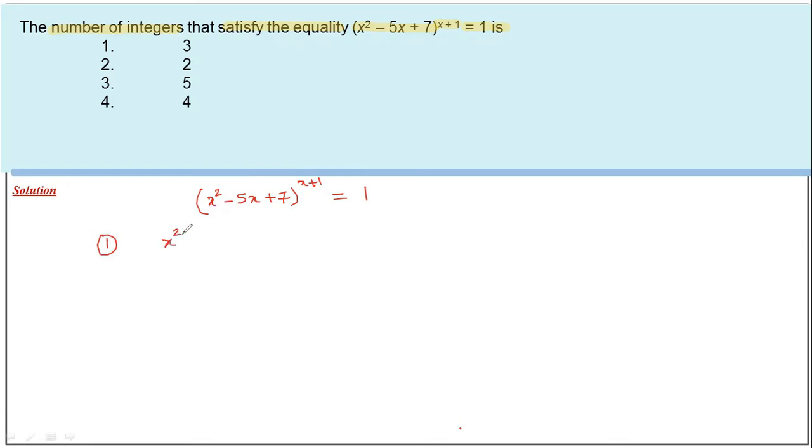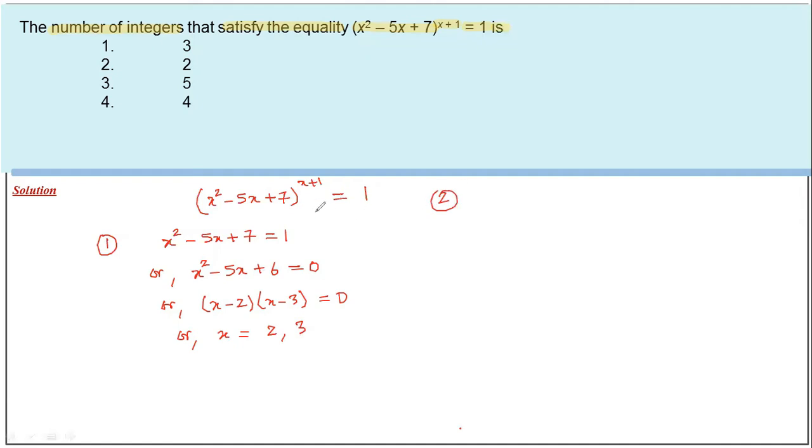first when x square minus 5x plus 7 is equal to 1, or x square minus 5x plus 6 equal to 0, or x minus 2 into x minus 3 equal to 0, or x equal to 2 and 3.